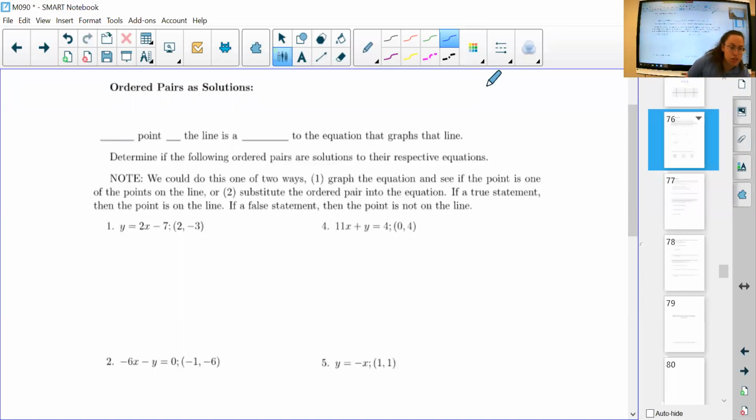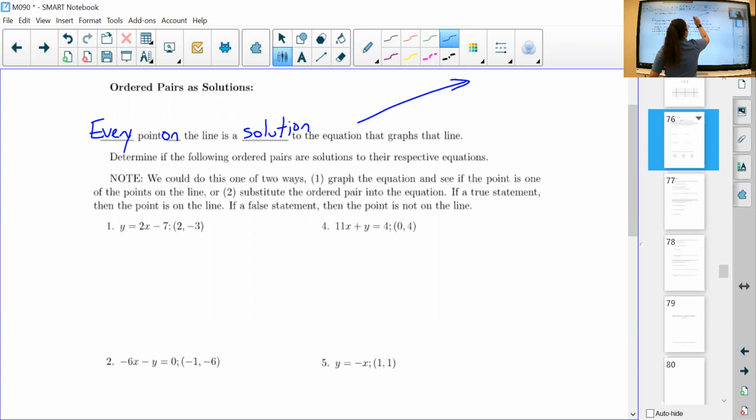Page 76, ordered pairs as solutions. Okay, so every point on the line is a solution to the equation that graphs the line. What do I mean by that? I mean that every point that's on the line, if I have a line here and it goes through the point (2, 3), then if I take my equation and plug in x equals 2, y equals 3, that's going to be true. That's going to give me a true equation.